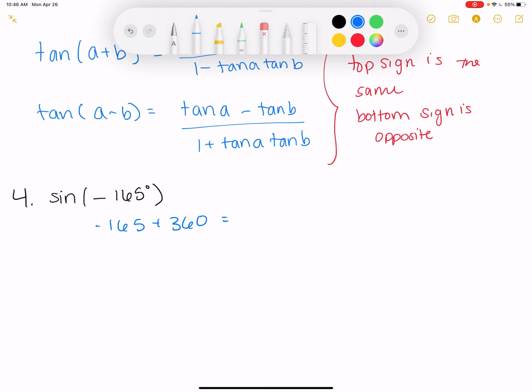Hold on a second. I got it. It's 195? I don't know. Is that actually right? I did it off the top of my head. Yeah. 195 degrees.